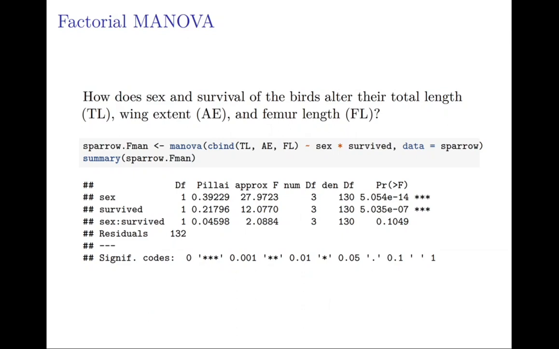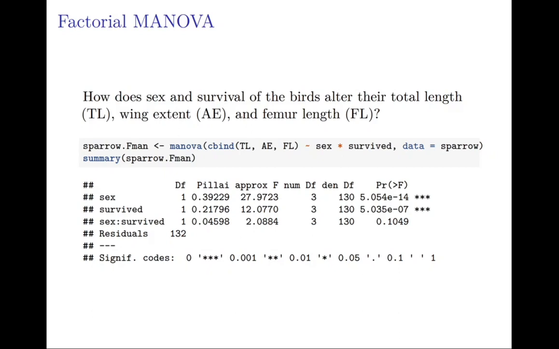And so say you want to look at more than one X, factorial MANOVA. This is fairly similar to what we have done in the past and fairly similar to the previous test, but I just wanted to make sure we covered it. So say you have multiple categorical X variables, how does sex and survival of the birds alter their total length, wing extent, and femur length?